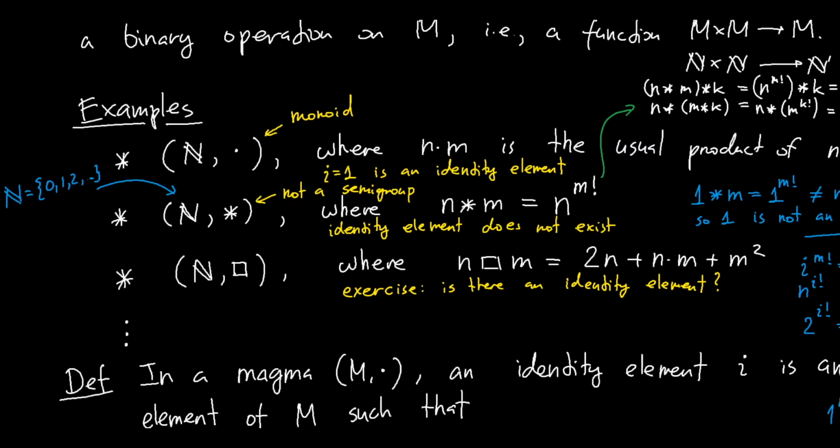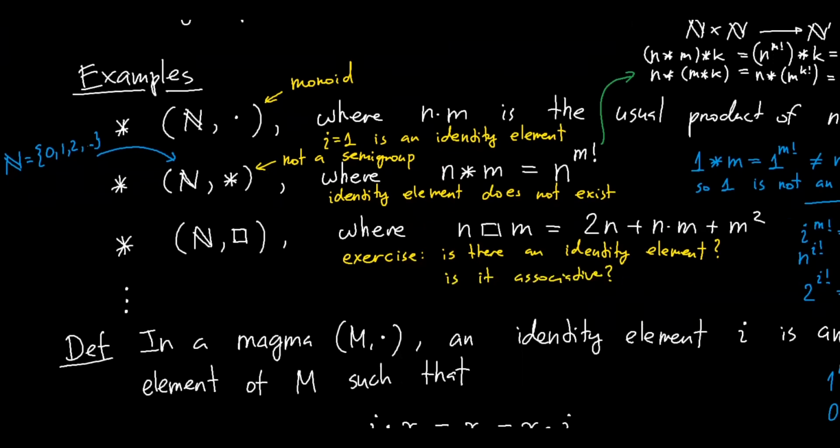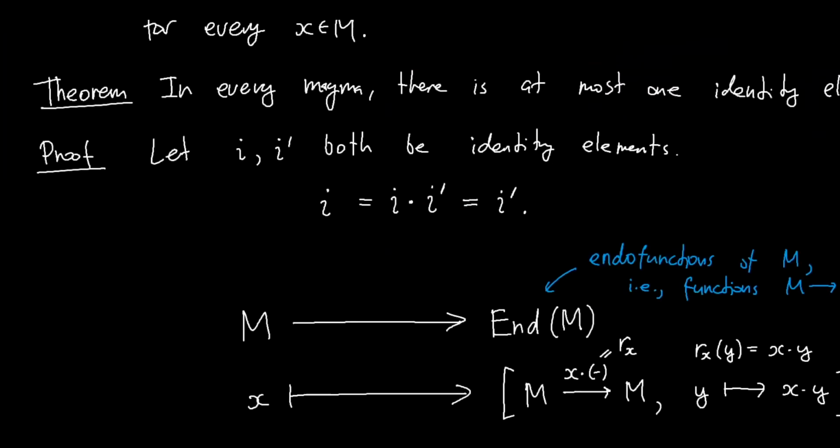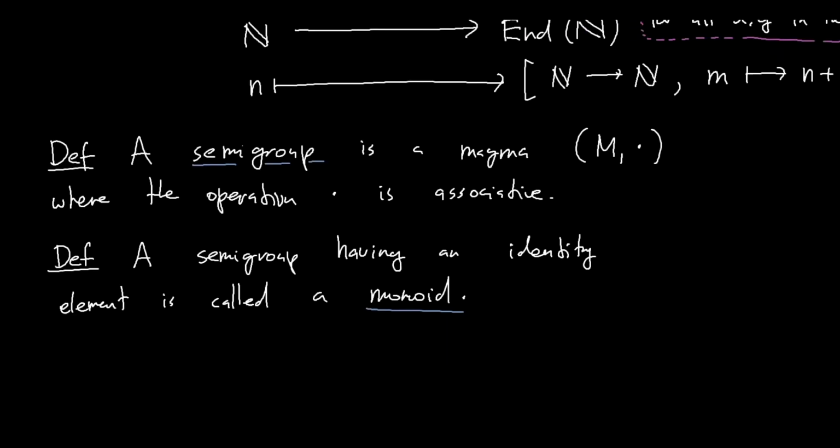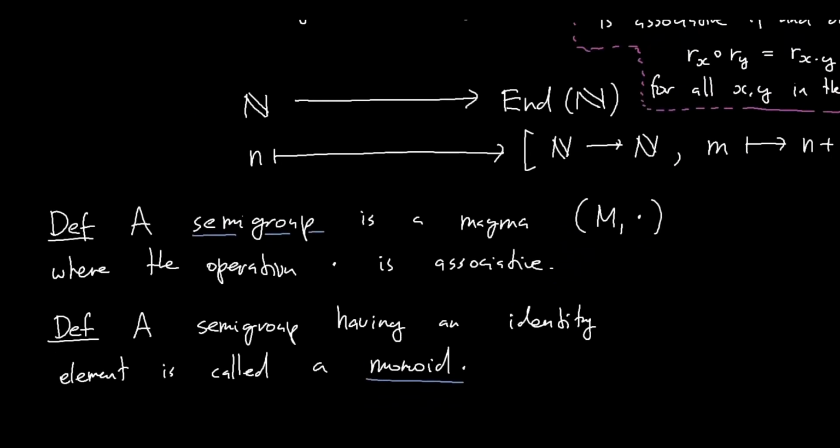Okay. What about the last one? We already conjectured, I mean, we already said maybe there is no identity element, but is this operation associative? And probably we feel that it's not, but let's leave it as an exercise as well. Okay. All right. Any questions so far?